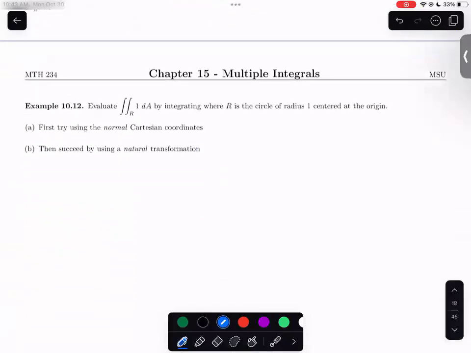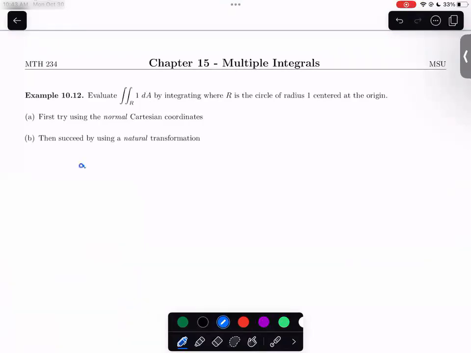All right, so I would like to do this example here. We have the integral of 1 dA by integrating R, where R is the circle of radius 1 centered at the origin. We're going to try this first using normal Cartesian coordinates, and then we're going to succeed by using a natural transformation. So this kind of alludes to maybe part A is going to be quite difficult here. So a circle of radius 1 centered at the origin, this is the classic unit circle.